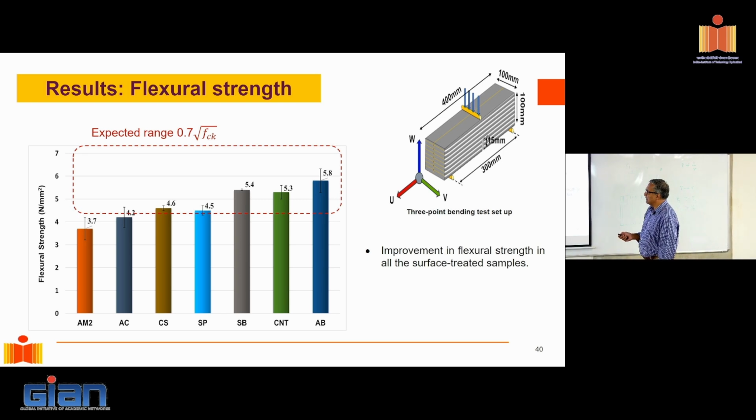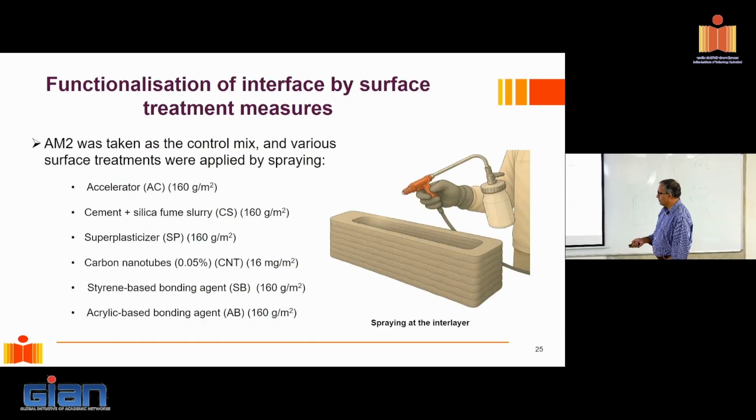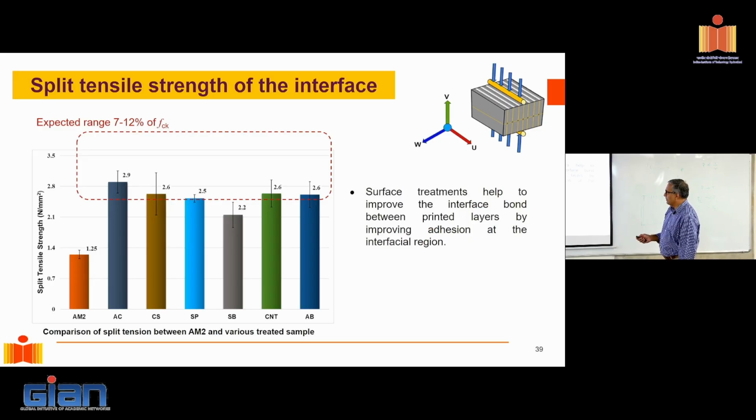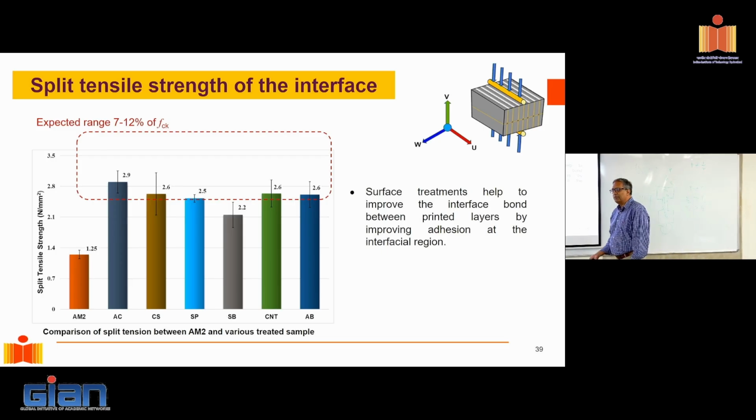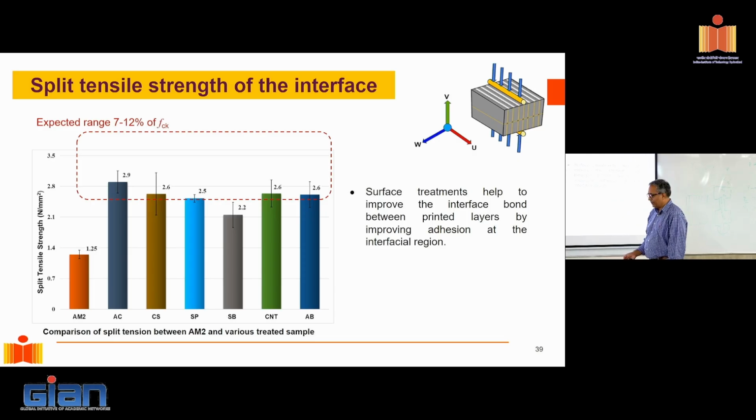And look at the CNTs. They actually give very good performance for the interface. The same thing happened with the CNTs, the carbon nanotubes, sorry. Even here, see the improvement that you get. Of course, the bonding agents, the AC is one of the bonding agents, AB is one of the bonding agents here, the two extremes. They perform as we expect them to do. They improve the bond, right?